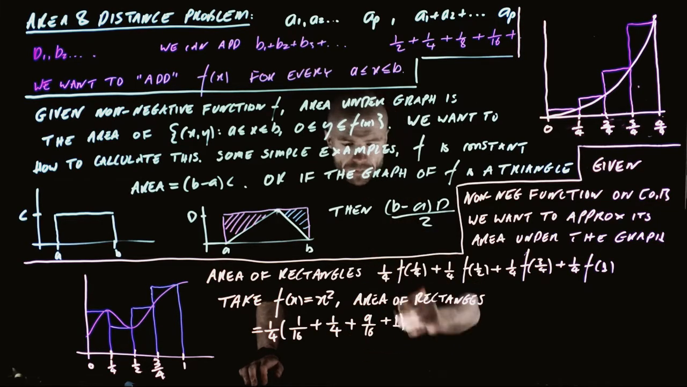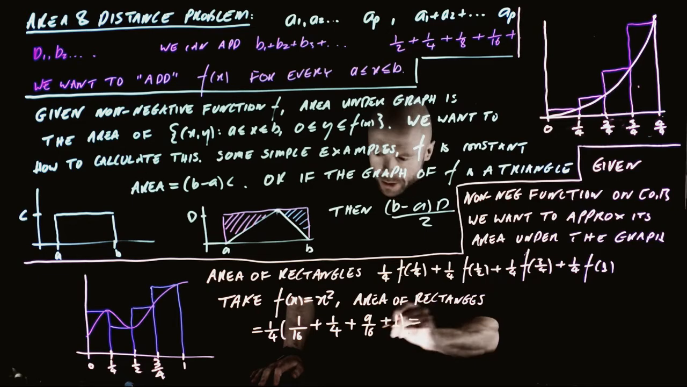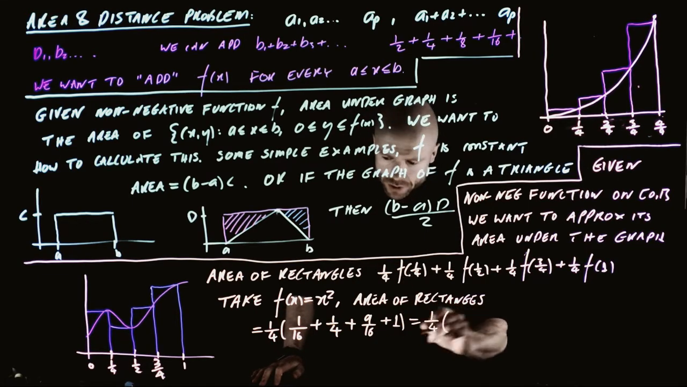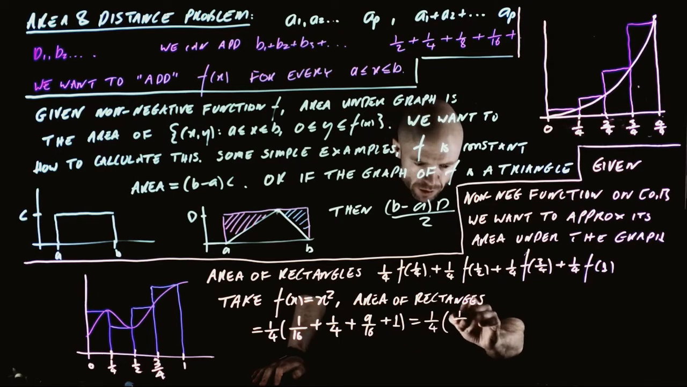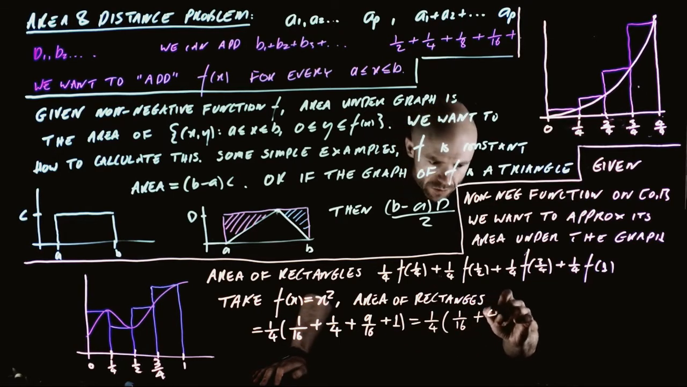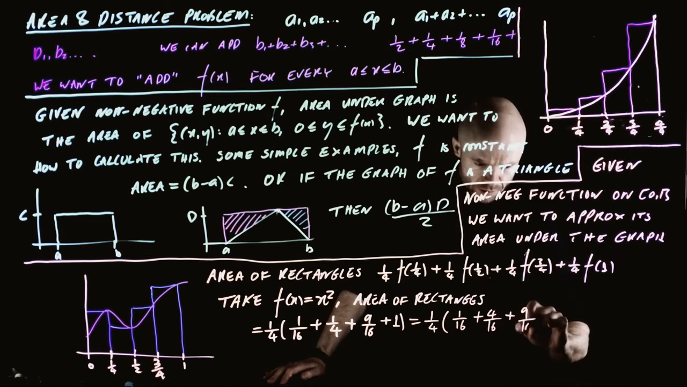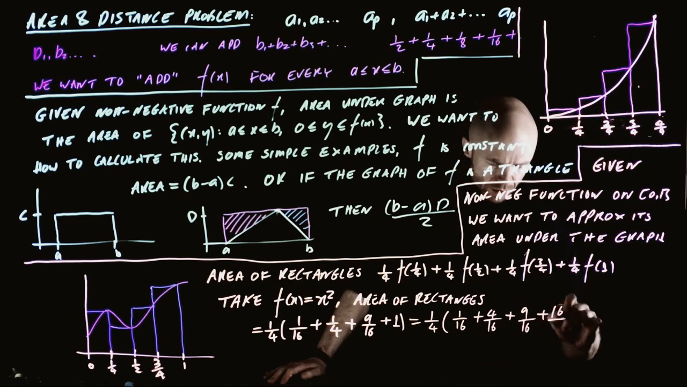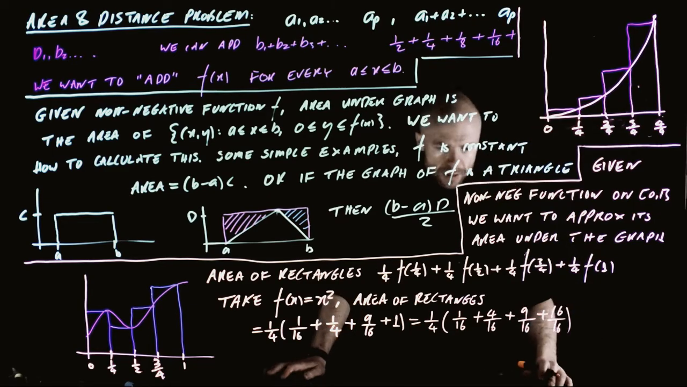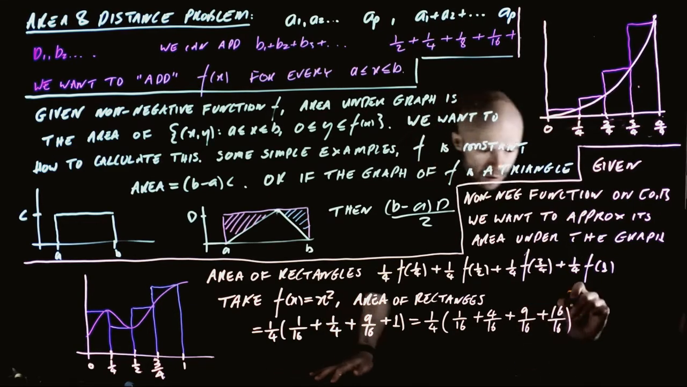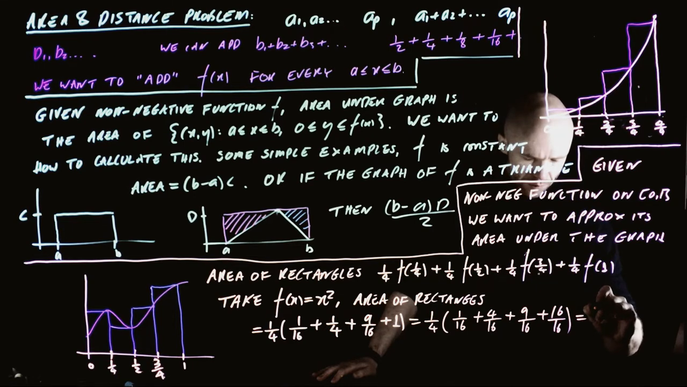Let's try and clean that up. Let's put it all under 16. So it's 1 over 16 plus 4 over 16 plus 9 over 16 plus 16 over 16. And that is 30 over 16, which is like 15 over 32.